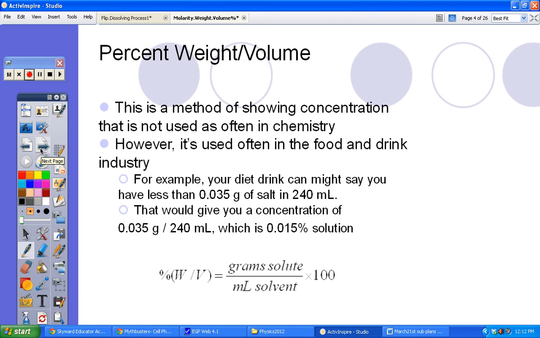So the big thing here is percent weight volume. You've done this before in my class, either in chemistry or biology last year. So this isn't anything too new, and it's pretty easy to understand. All you need to do is take the grams of the solute, divide it by the milliliters of the solvent. So for example, in a diet drink, you have 0.035 grams in 240 milliliters. You take 0.035 divided by 240, and you get this percent solution.